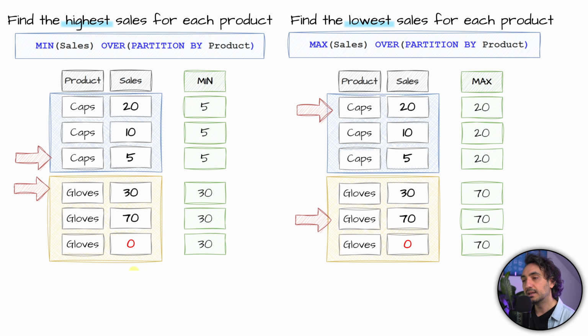But for the min, now we have a new lowest value. It's not anymore the 30, it's actually the 0. So SQL is going to go over here and replace the 30 with 0. So 0 is the lowest sales for the product gloves. So again guys, nulls are very tricky and those functions are really sensitive to nulls.